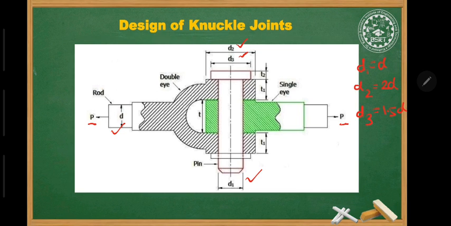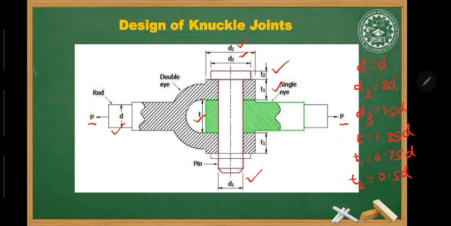Next is small t, the thickness of the single eye, and from empirical relations t is equal to 1.25 times small d. Next is T1, the thickness of the fork, and T1 is equal to 0.75 times small d. T2 is the thickness of the pin head, and T2 is equal to 0.5 times d.